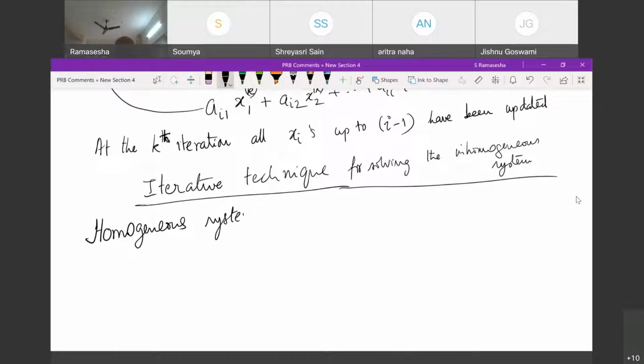Homogeneous system of equations. So this is Ax equal to 0, where 0 is a null vector.